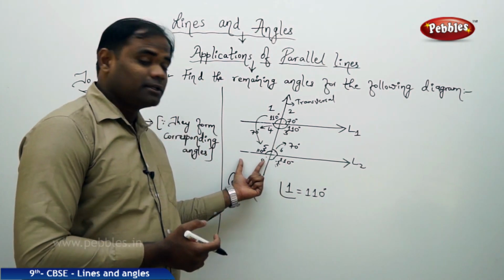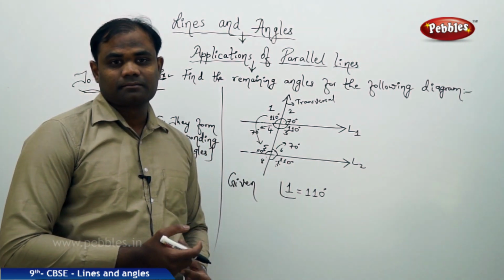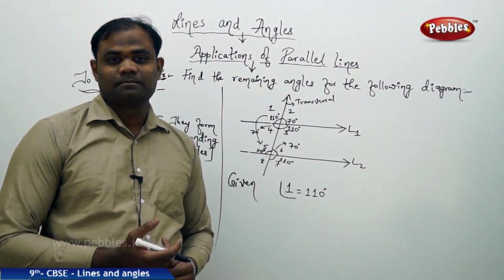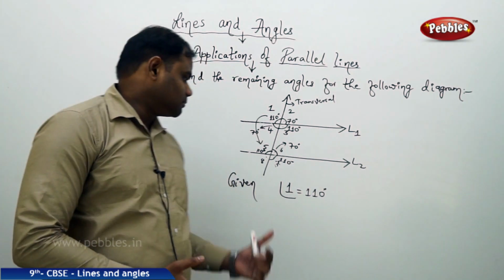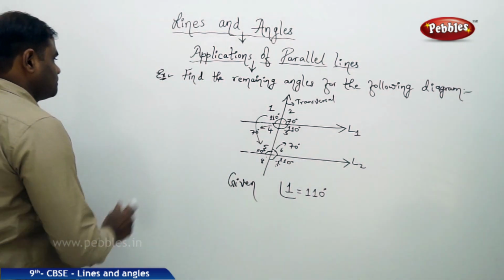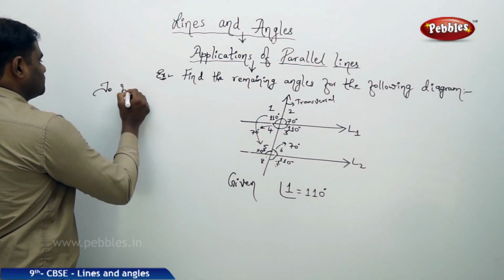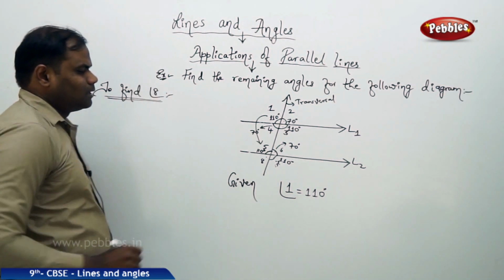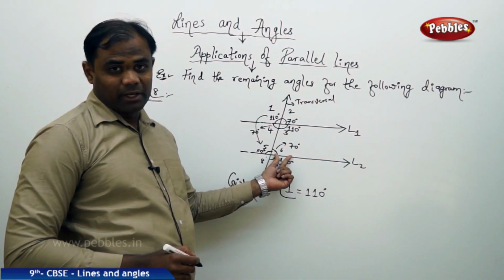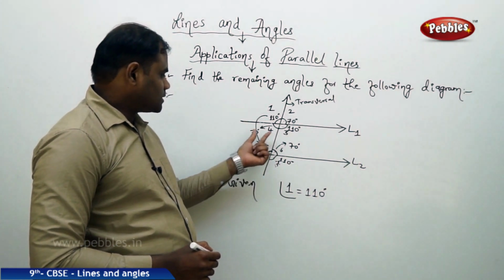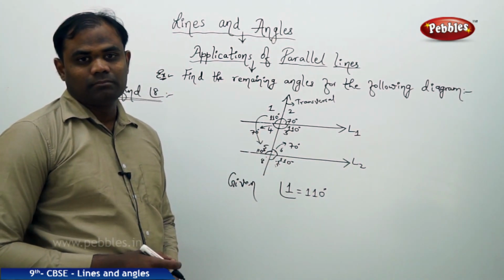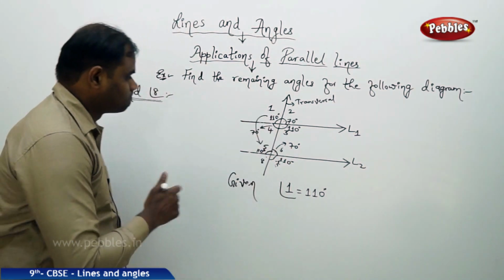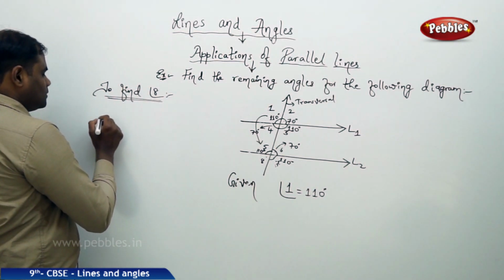Next is about finding the last angle, angle 8. Let's see how to find the last angle of the parallel lines. To find the last angle, angle 8. Angle 8 is vertically opposite to angle 6. Angle 8 is corresponding to angle 4. It's our choice to take either the vertically opposite or the corresponding. So I take angle 6 equals angle 8.